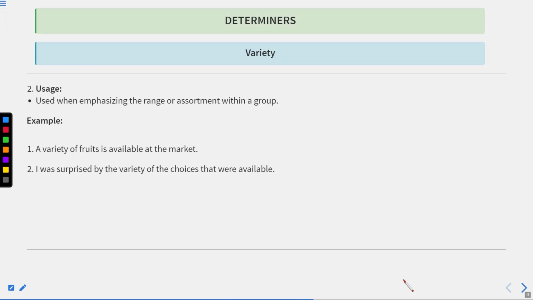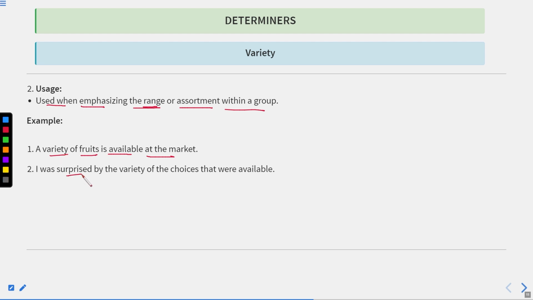Okay, now usage, used when emphasizing the range or assortment within a group. A variety of fruits is available at the market. Variety of fruits means different kinds of fruits, okay, or a range of different fruits. For example, in summer season we have a variety of mangoes. Okay, so mangoes are also of different kinds. Okay, and there are various different fruit. For example, we talk about apple, banana, kiwi, and there are varieties in them as well. For example, if you see that this is the apple of this kind, this is the apple of this kind, so region wise they differ.